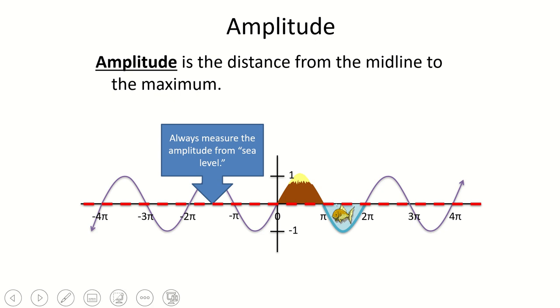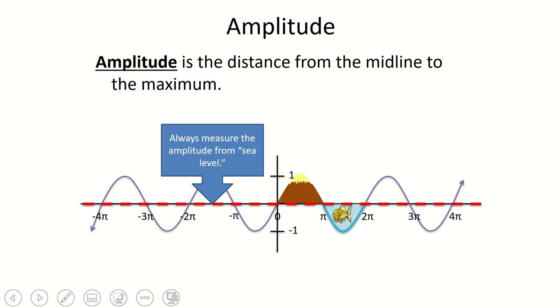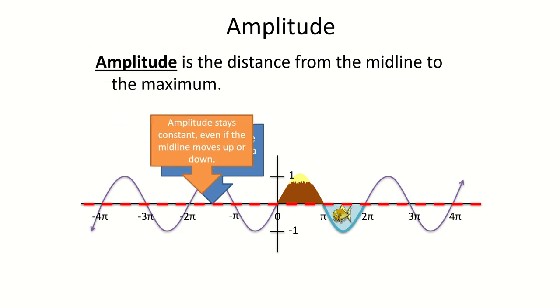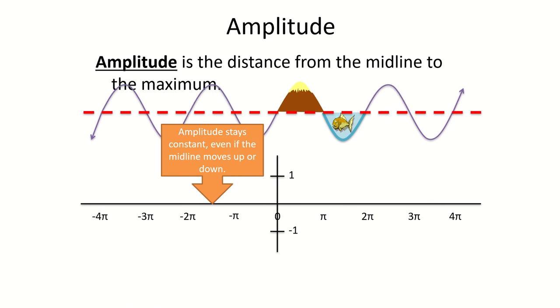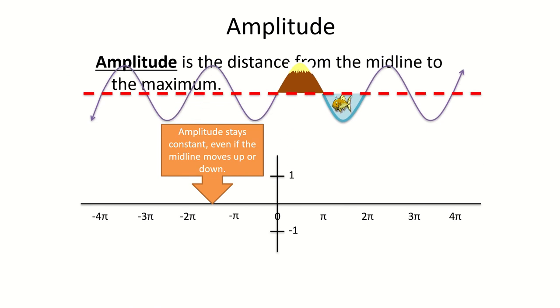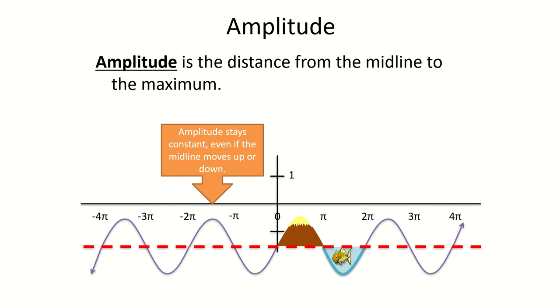So the amplitude of this wave is going to be 1, because that's the height from the midline, or from sea level, to the maximum. Now, sometimes your sea level will move up and down. That doesn't change the amplitude at all. Sometimes your midline could be way up here, but notice the mountain and the sea are the same height. Your midline could be way down here. Again, mountain and sea are the same height. You always measure from the midline to the maximum.